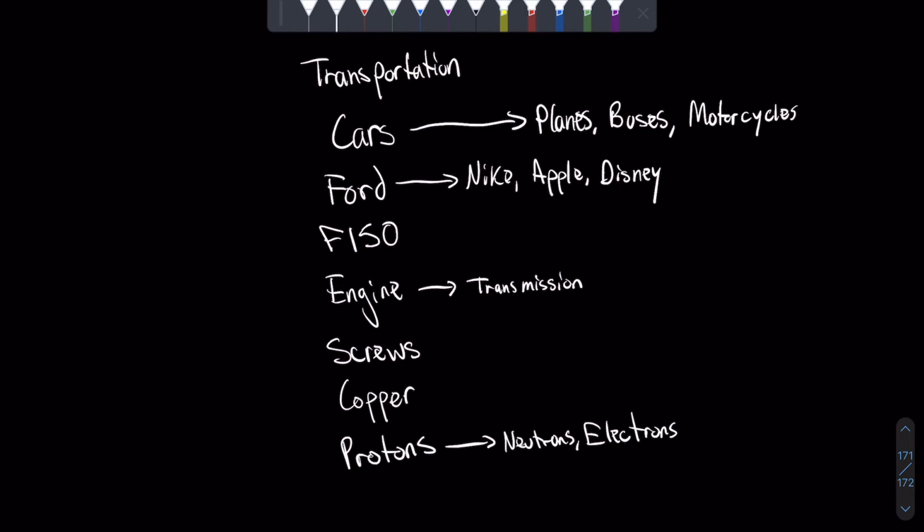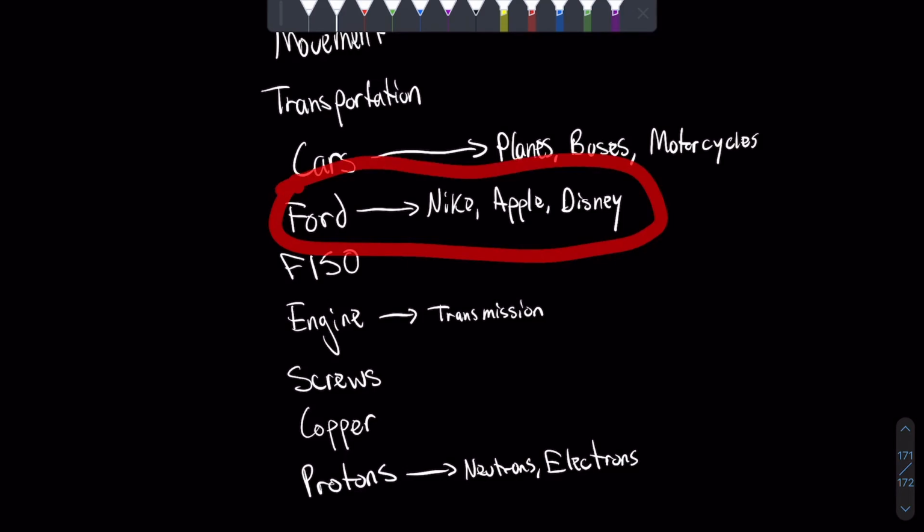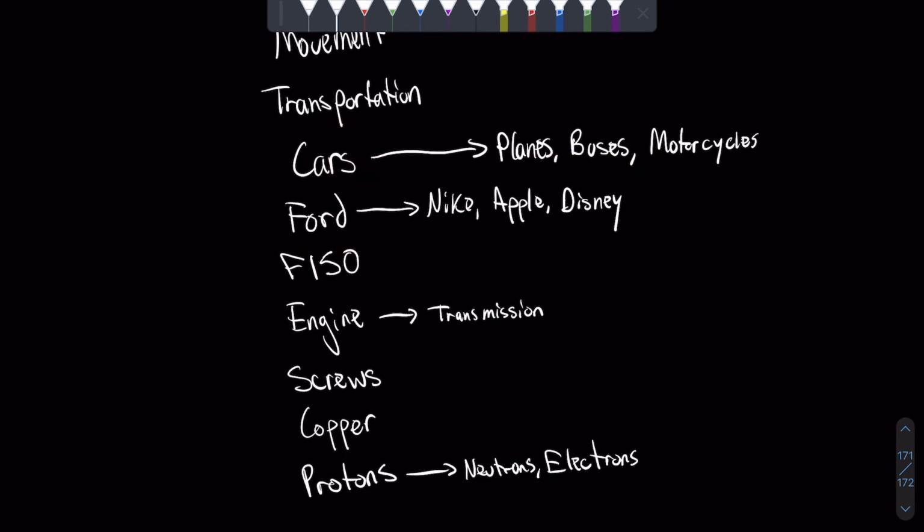There's plastic. Those would be lateral chunks off of copper. And then protons, the subatomic particles of copper. Yes, you can go that minute all the way down, till you get to the very, very bottom of these things. Some other lateral chunks here. If you're looking at Ford, what are some other examples of companies? Nike, Disney, Apple, those are all other examples of companies.